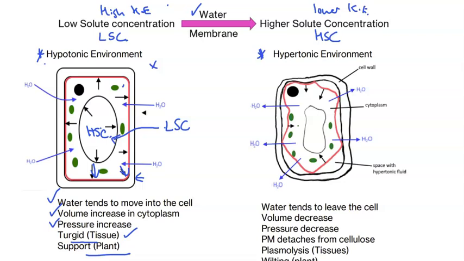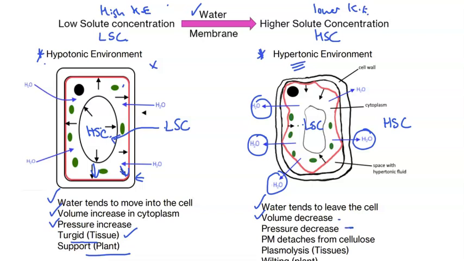Now let's contrast that with plants in a hypertonic environment. So within a hypertonic environment, the outside of the cell has the higher solute concentration. The cell contents, the cytoplasm and the vacuole, have the lower solute concentration. So we know that what's going to happen is the water molecules are going to move out. The consequence of this is that the volume will decrease.